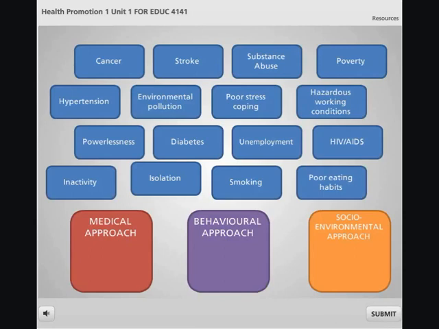This is your first quiz. Again, it's worth 2% of your final grade. So what we're going to do in this quiz is look at the three approaches to health in Canada that we talked about. So the medical approach, the behavioral approach, and the socio-environmental approach. Above those boxes, you'll see a number of blue boxes that have leading health problems by the three models of health listed in them, and your job is to sort out which of the approaches those health problems belong to.